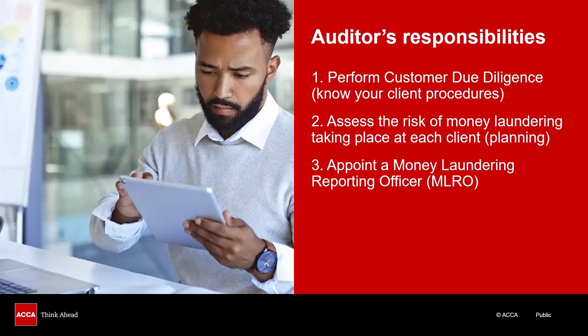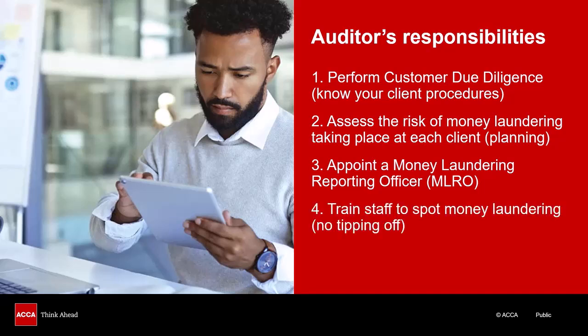Next, I have to have a senior individual at the audit firm, a partner, who has specific money laundering responsibilities, who's highly trained in money laundering. So that if staff who are performing an audit think there is money laundering going on, they've got someone internally they can report it to, the MLRO. And the MLRO, if there are suspicions of money laundering at a client, will report it to the relevant authorities.